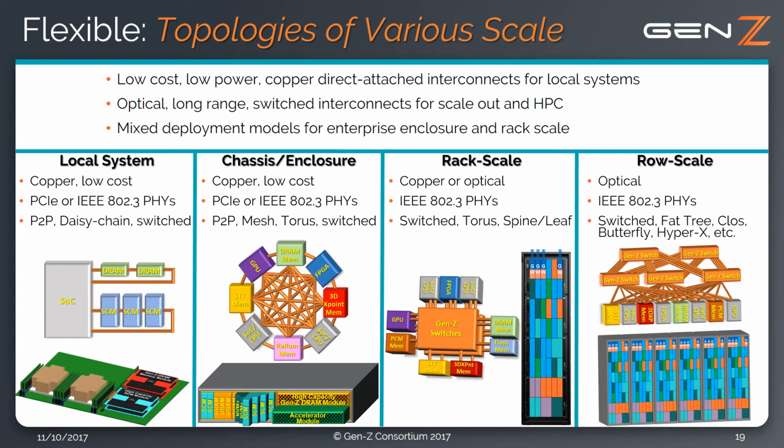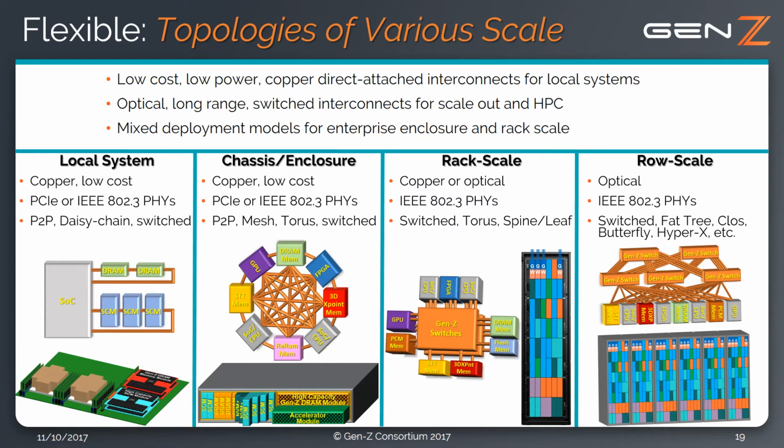This configuration supports a variety of other topologies like torus 2D, 3D, spine leaf, etc. This example represents the dawn of a new era of composability we will discuss later in this presentation. Finally, the figure at the bottom right illustrates a row scale deployment using Gen Z. Gen Z's explicit class of request responses support well over 200 million components on a single fabric, enabling a row scale deployment shown at the bottom.